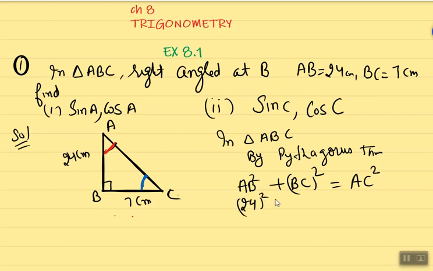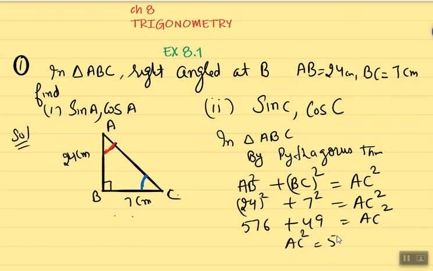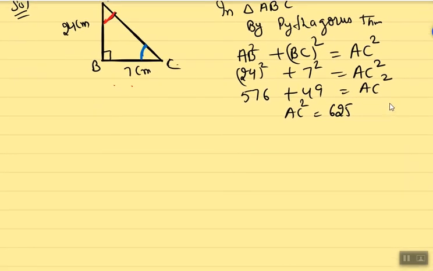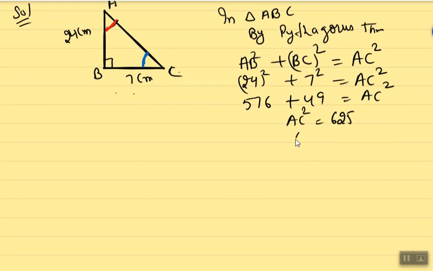24 square plus 7 square is equal to AC square. 576 plus 49 is equal to AC square. AC square is equal to 625. If 625 is there, AC will be under root 625, which is equal to 25 centimeter. So I will write with the red pen. It is 25 centimeter. We got the value.